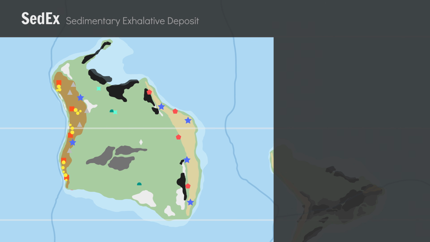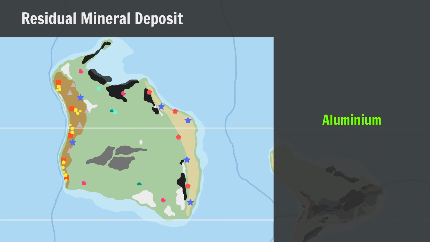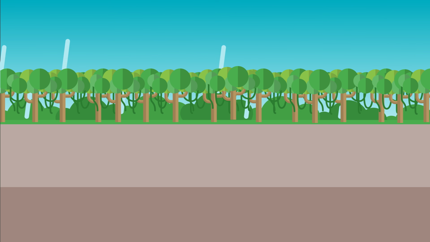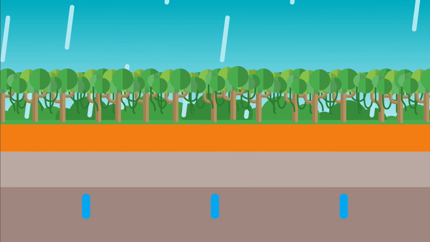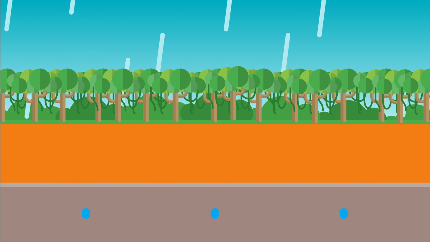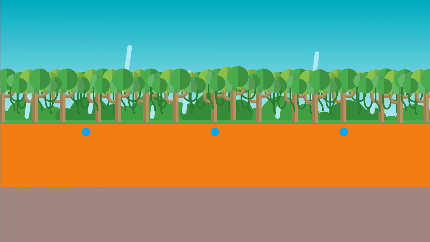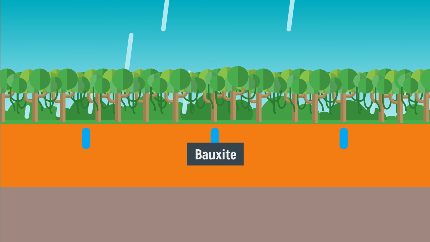Place SEDEX deposits of mainly lead, zinc and silver in your continental sedimentary basins. These deposits should be fairly uncommon. And finally, place residual mineral deposits in your rainforests and other similarly wet regions. These form when extreme leaching of soil leaves behind concentrations of minerals such that the soil itself becomes a kind of ore deposit. Bauxite, aluminium, is usually mined in this form.